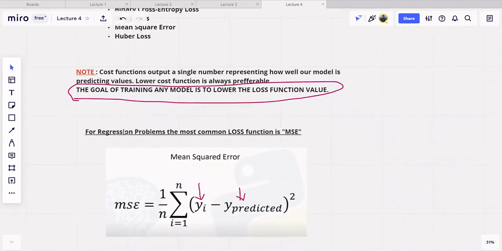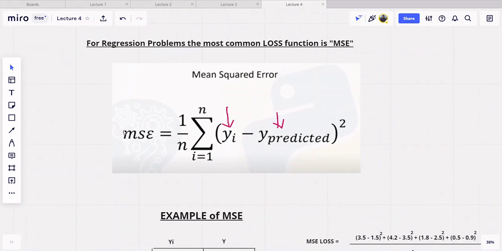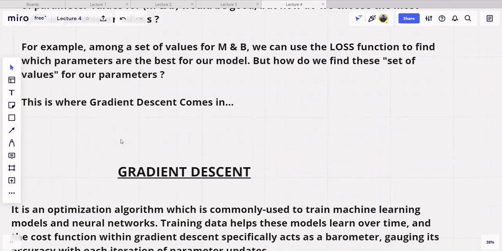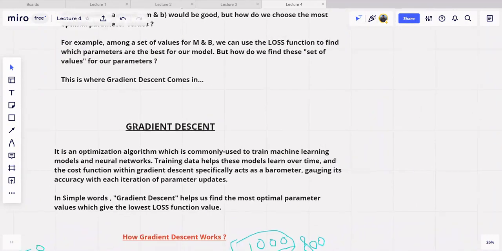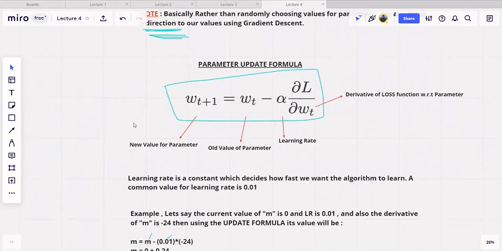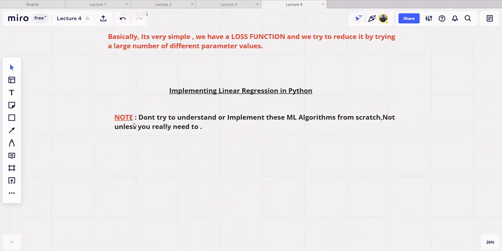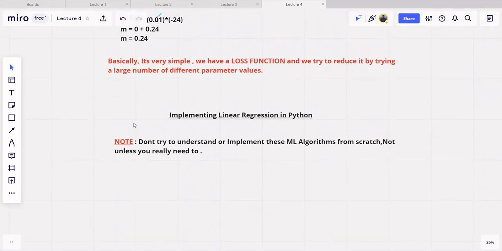Okay, this is how in general any machine learning algorithm that we will learn in our further videos works. Okay, all machine learning algorithms have a loss function, and they use gradient descent to learn their parameters. All right, now let's implement simple linear regression using Python.